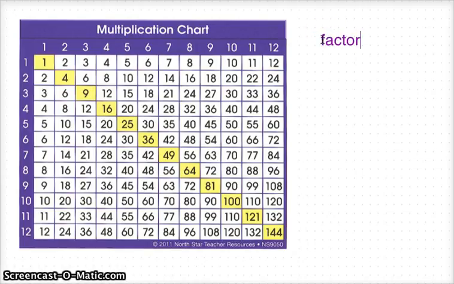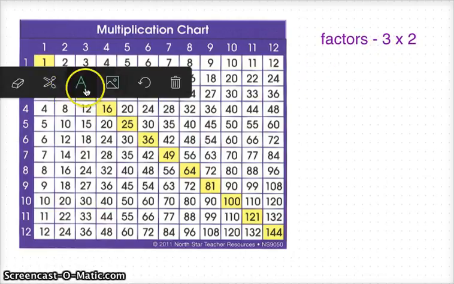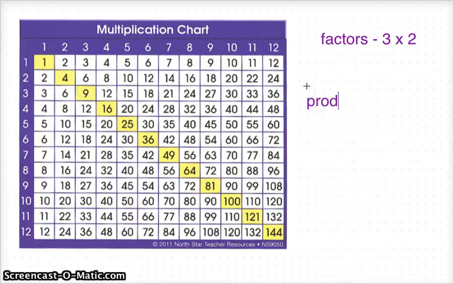Those are called factors. Say if I had a problem like 3 times 2, the 3 and the 2 are both considered factors. Another term we're going to look at is the term product. Now, product is the answer to a multiplication fact. So looking up above, the product of 3 times 2 would be 6.